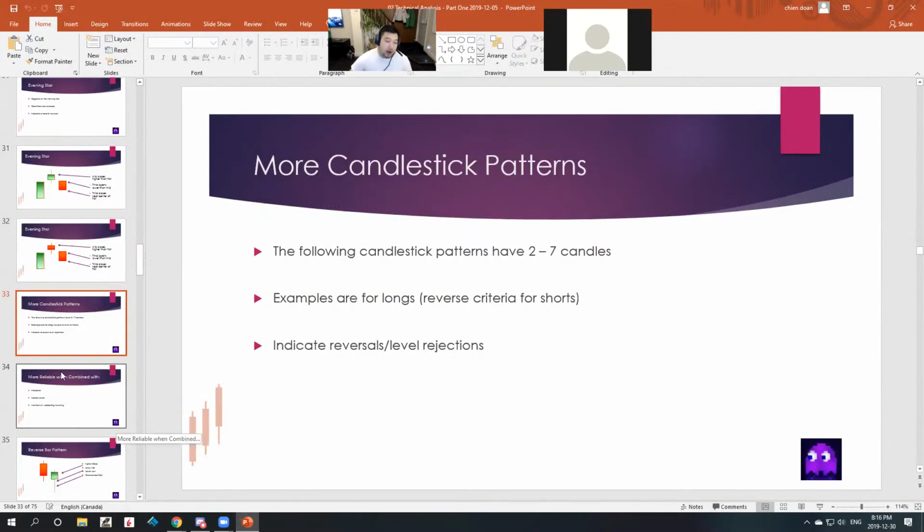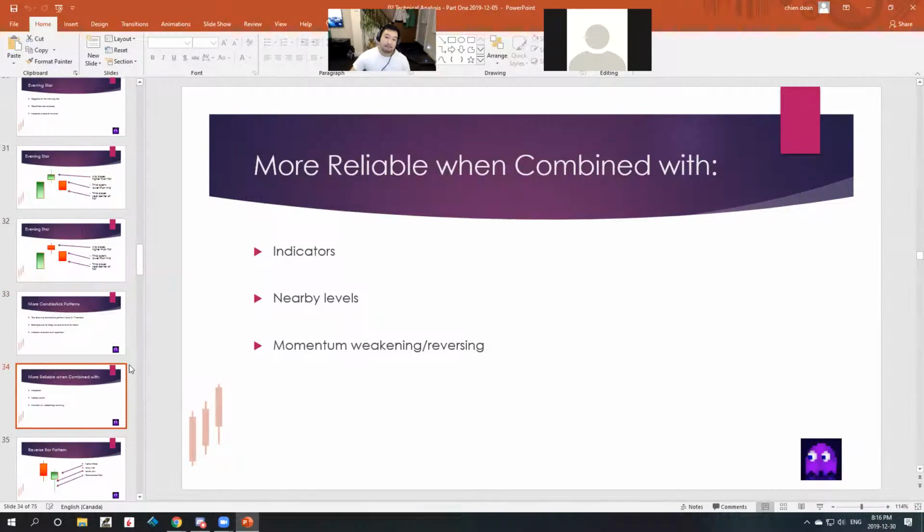Now we're going to get into the part where we cover multiple candles, more than one candle, and the meanings behind multiple candles.